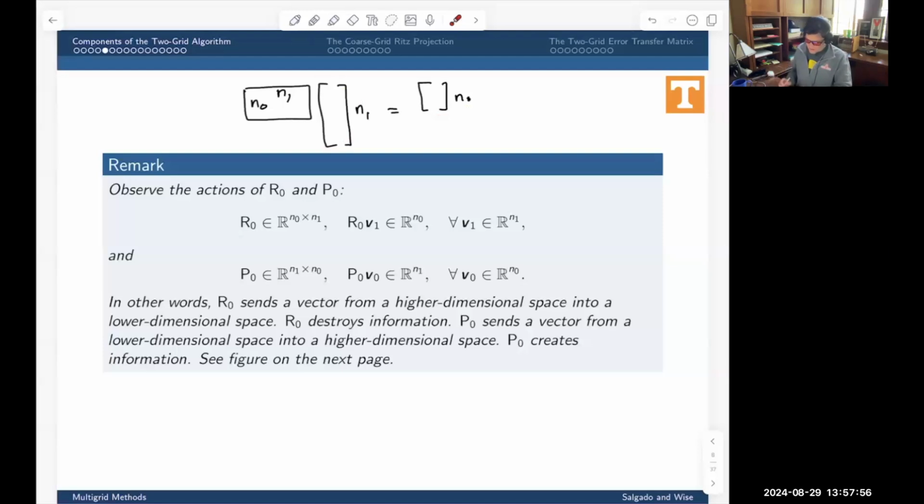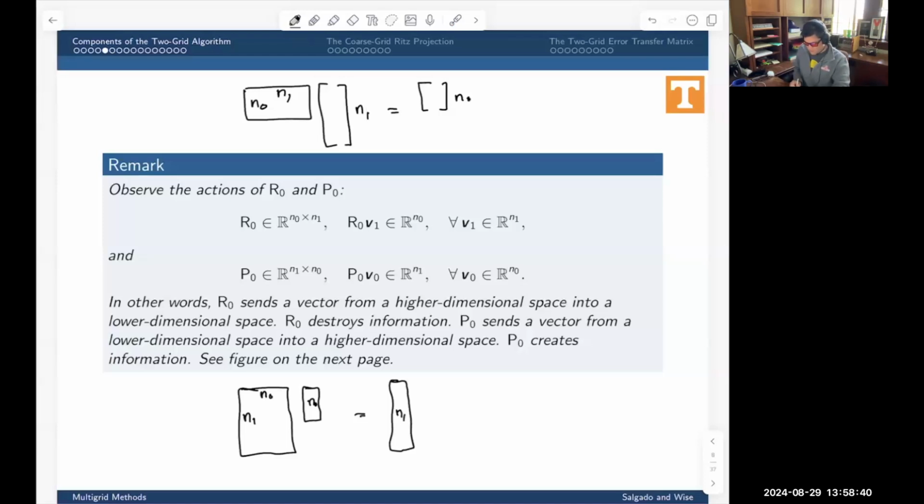Conversely, the P matrix takes information from a low dimensional space and puts it into a high dimensional space. The picture is like this. The P matrix is tall and thin, so it has N1 rows and N0 columns. I multiply that times a vector which has a small amount of information, N0 bits say, and it transforms that into a tall vector having N1 pieces of information in it.